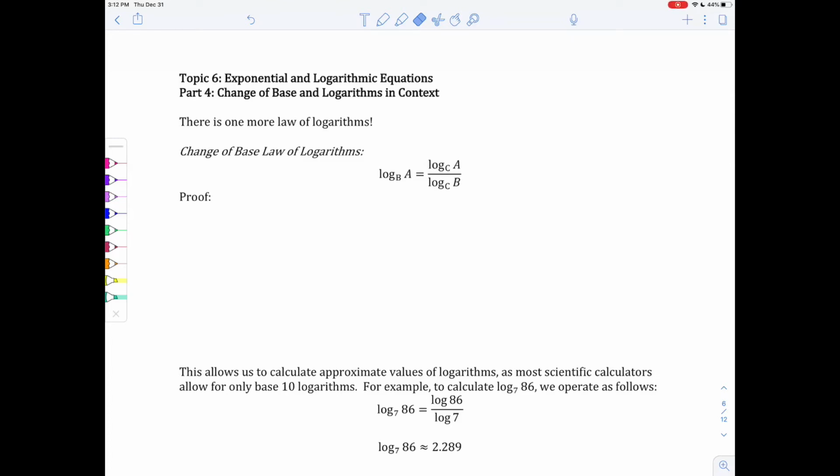Welcome back to Topic 6, Exponential and Logarithmic Equations. Today we're going to look at the change of base law of logarithms and logarithms in context.